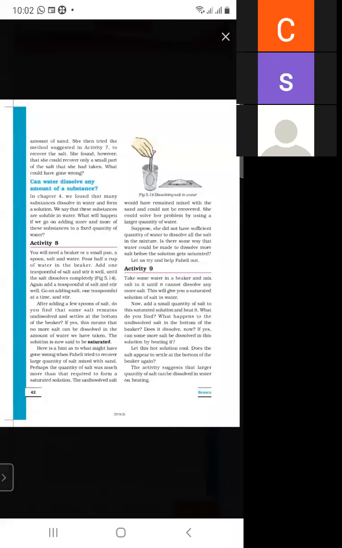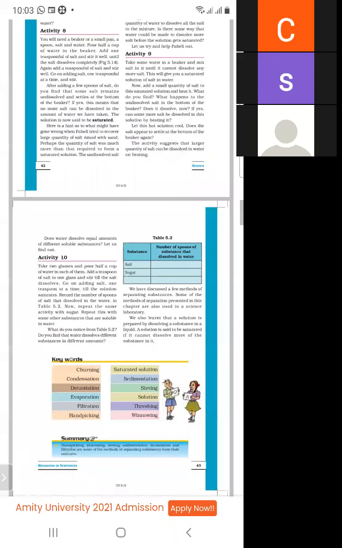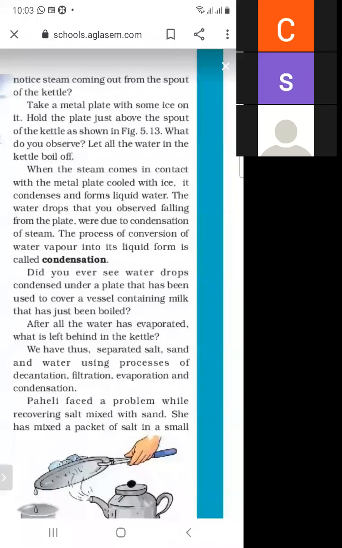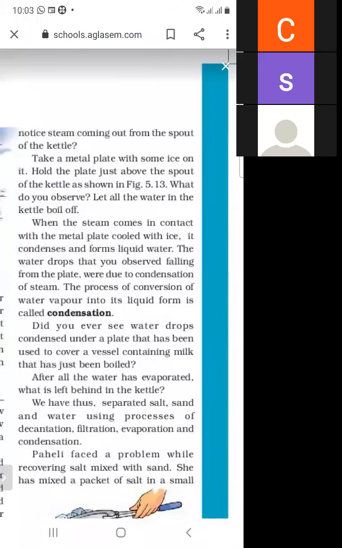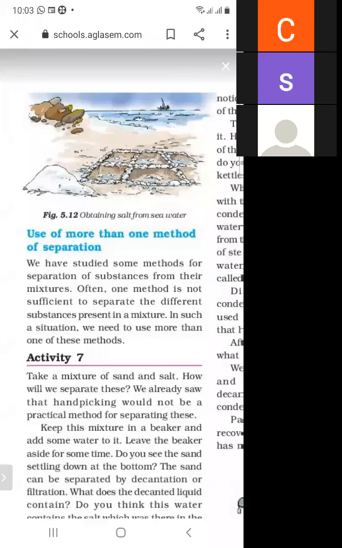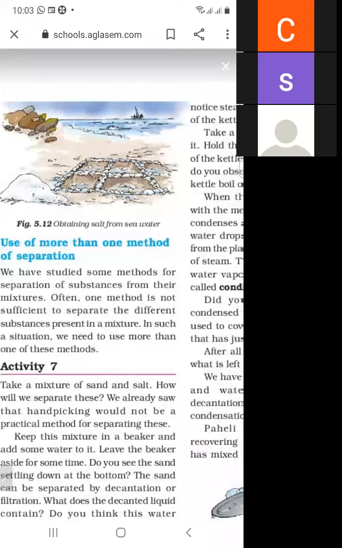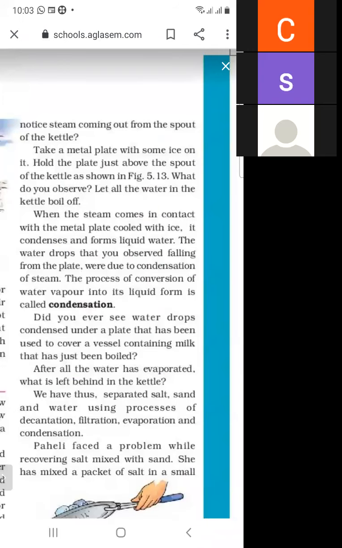So you have to learn what you mean by condensation, and what is the method of separation. This is the activity 7 you have to learn. And what you mean by evaporation, and what you mean by saturated solution.